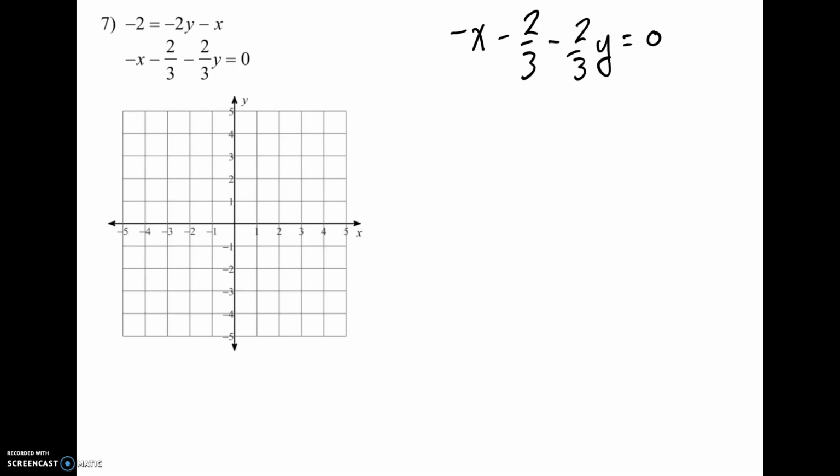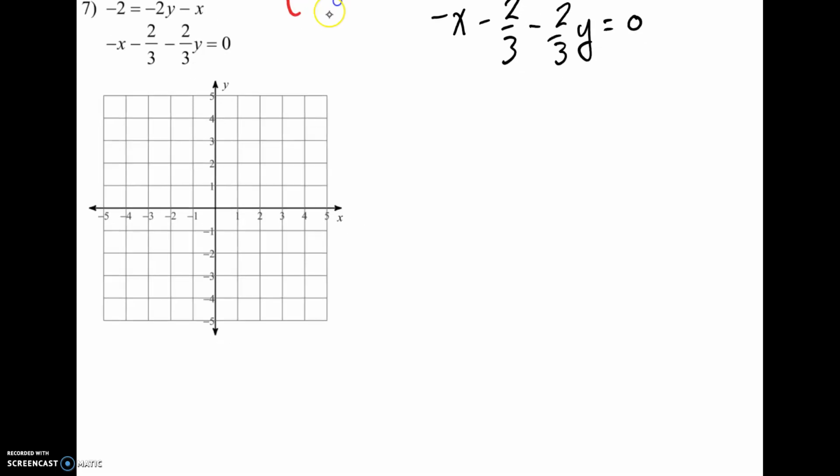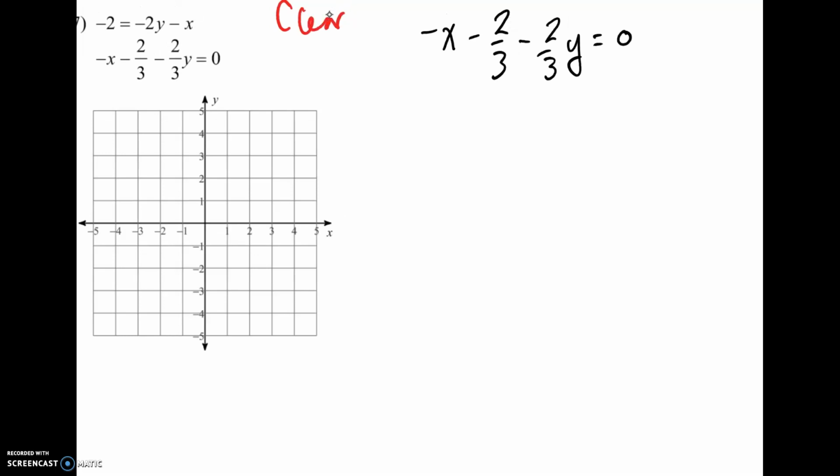Here we go. Well, this one was kind of a doozy. All right, when you have an equation set up like this, and you're not sure what to do, your first instinct should be to clear the fraction. All right, so what that means is you're going to multiply by the common denominator every term.